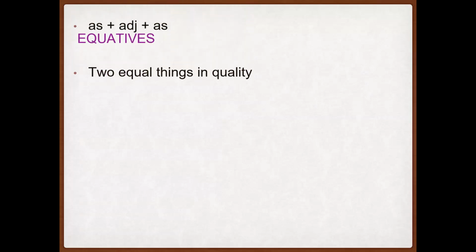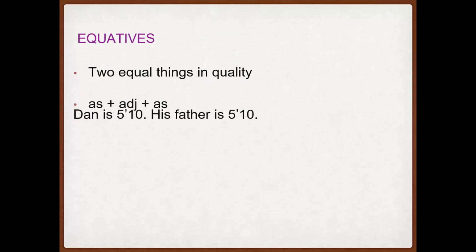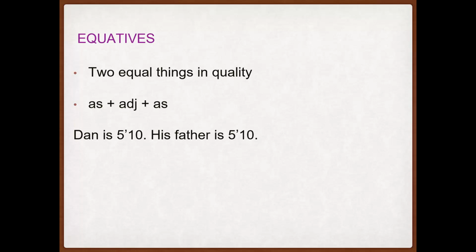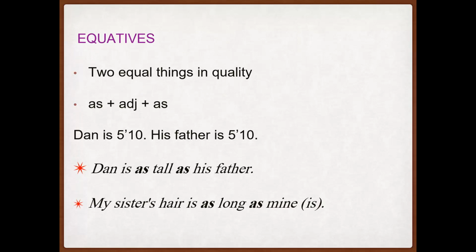First, equatives. Equatives are used to say that two things are equal in quality. We use as plus adjective plus as. For example, if Dan is 5'10", and his father is also 5'10", we say something like, Dan is as tall as his father. Another example is, my sister's hair is as long as mine.